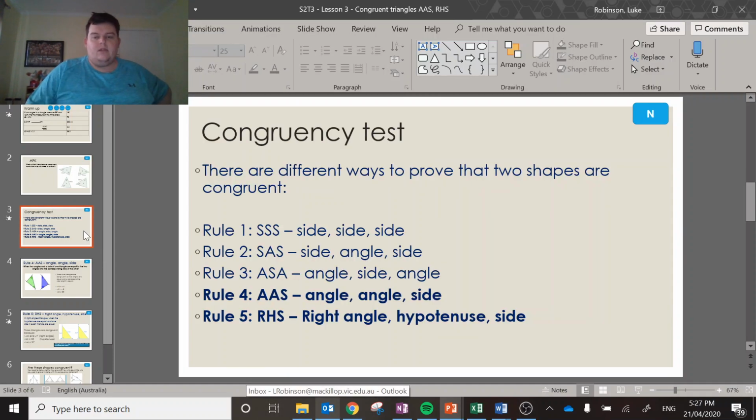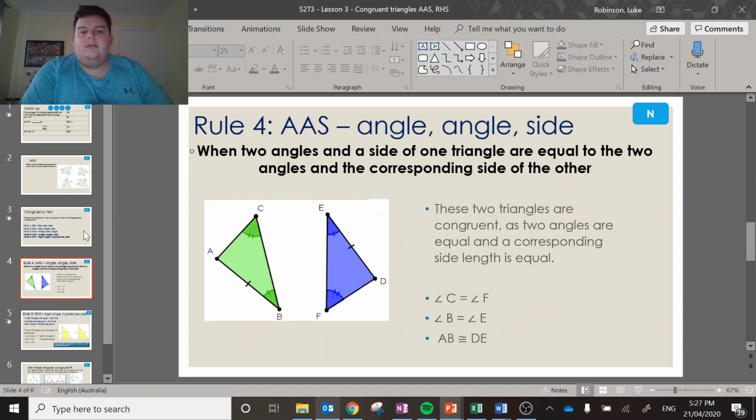Alright, so doing the congruency tests, in last class we did 1, 2, and 3. Today we're doing 4 and 5. Angle side, incredibly similar to angle side angle. The only difference is that the side isn't between the two angles, it's one of the other sides, so that's okay. Other than that, it works the exact same way.